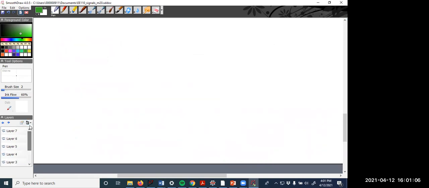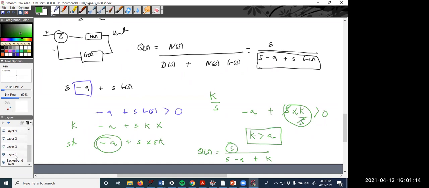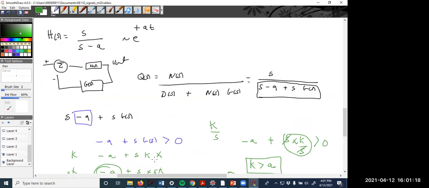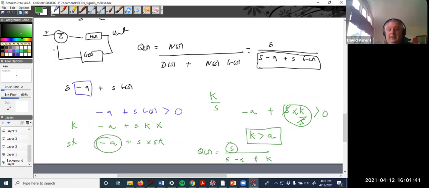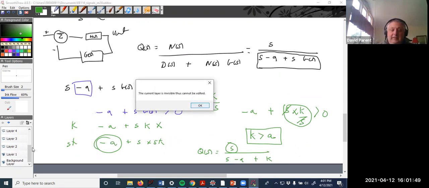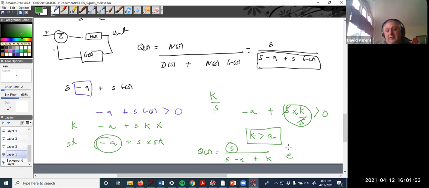Wait, Professor. Can you go back to Q of S? So it's in control because K is greater than A, is that what you said? It'll be in control if K is greater than A. So if A is 10, K has to be greater than 10. If A is 1,000, it's got to be greater than 1,000. And that makes Q of S in control, because this will then be a positive number and you'll have exponential decay. This will be minus A plus K. So if K is less than A.